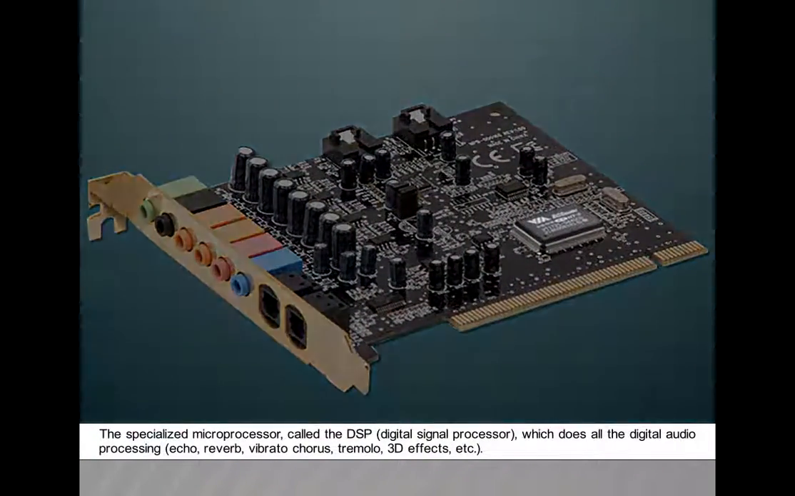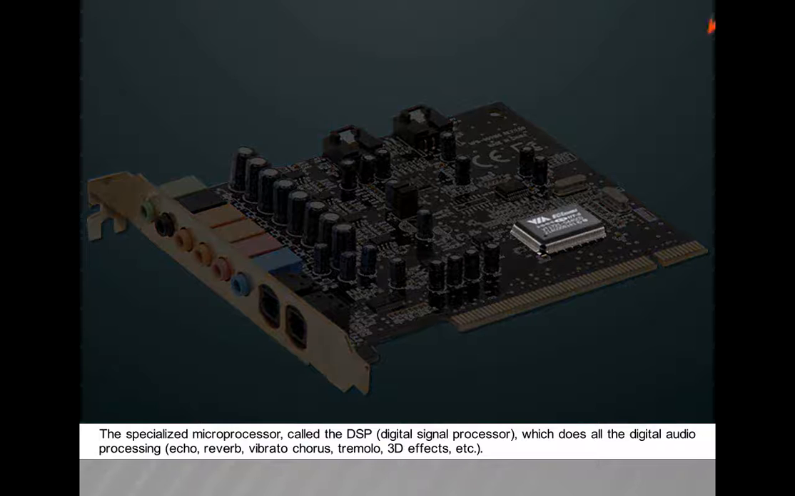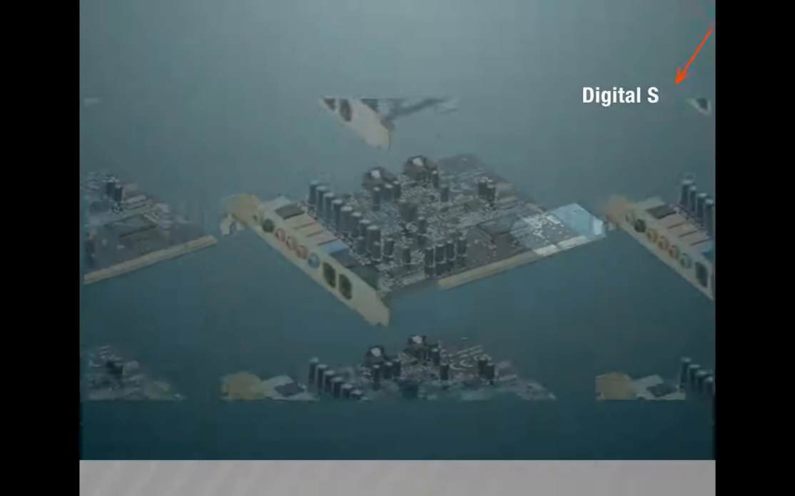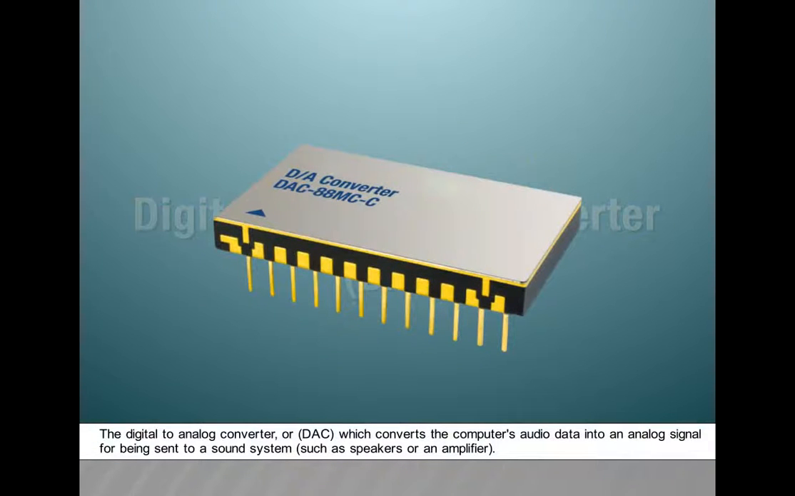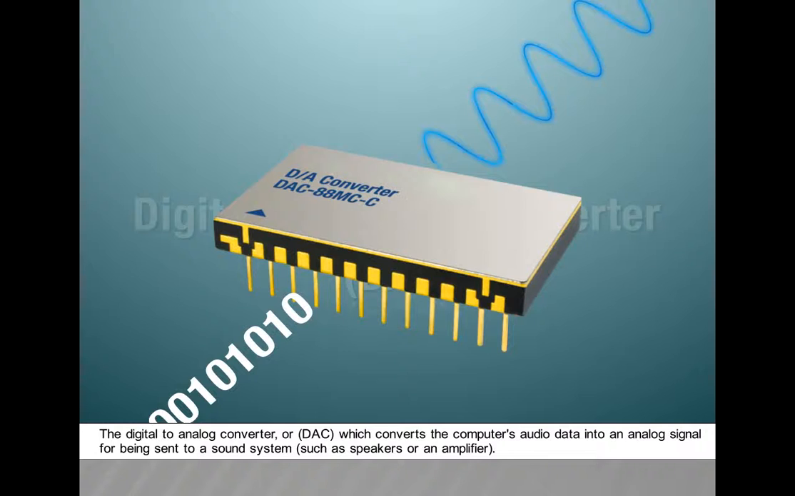Digital signal processor, that is DSP. The specialized microprocessor called the DSP, digital signal processor, does all the digital audio processing, that is echo, reverb, vibrato, chorus, tremolo, 3D effects, etc. Digital to analog converter, DAC. The digital to analog converter converts the computer's audio data into an analog signal for being sent to a sound system, such as speakers or an amplifier.